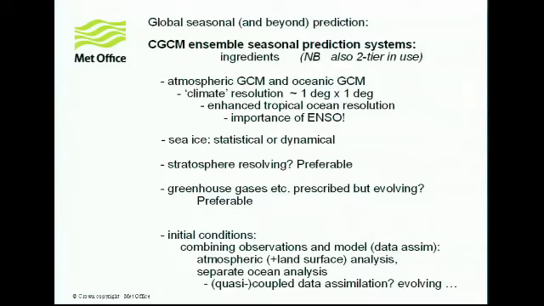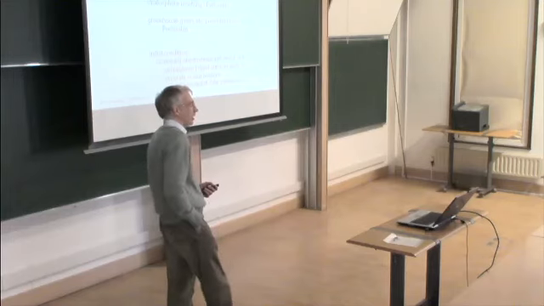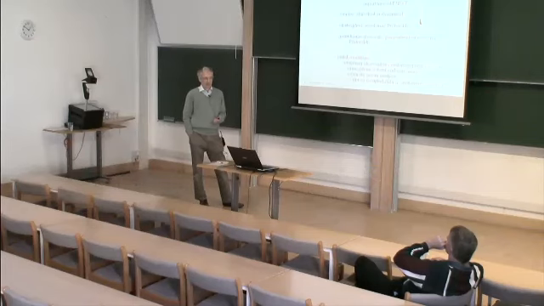Sea ice: some models use statistical sea ice, some use dynamical sea ice. That's an area under development. Yes? Sorry, just a quick question. The enhanced tropical ocean resolution, does that happen both longitudinally and latitudinally, or does it primarily happen longitudinally? It's enhanced north-south resolution, typically enhanced down to about a third of a quarter degree or so.